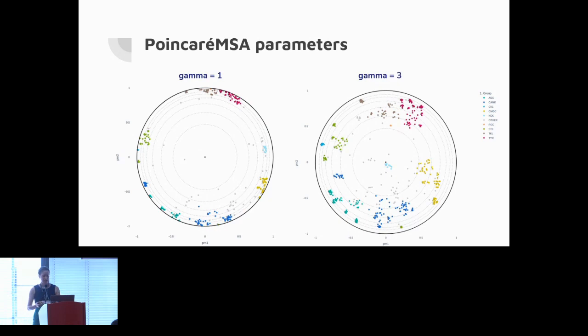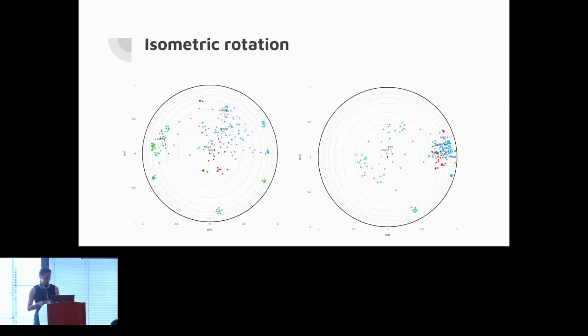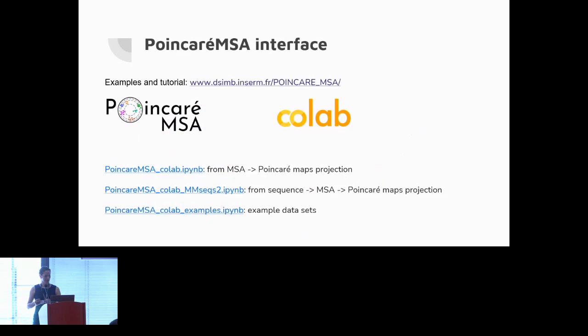And its main function is to help with visualization. You can also zoom a given group to the center. The Poincaré disk allows isometric rotation, that is, without disturbing any distances. You can say, I want to take a look at the group here, so put it to the center without distorting any other distances.